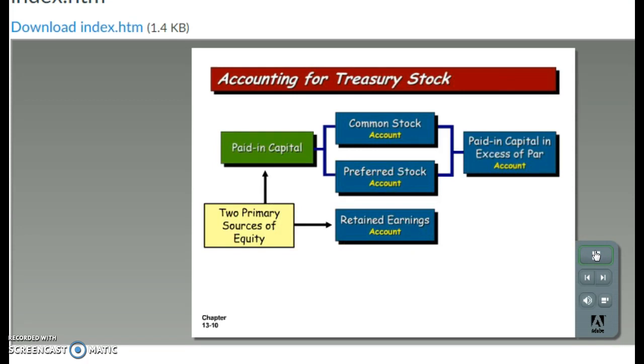Companies that repurchase their own stock have treasury stock. Treasury stock reduces total stockholders' equity.